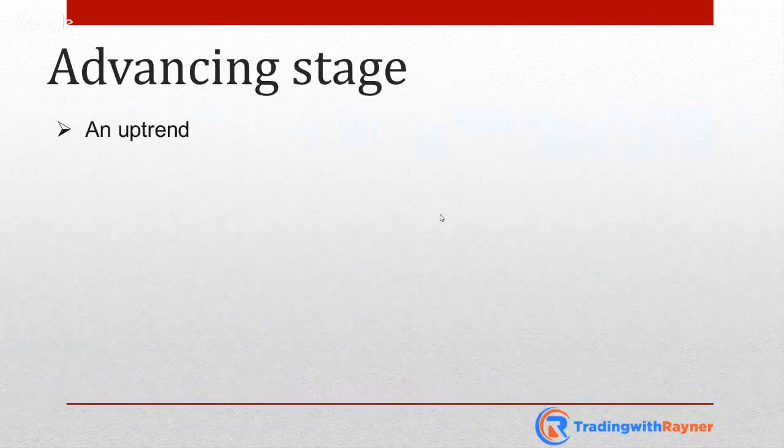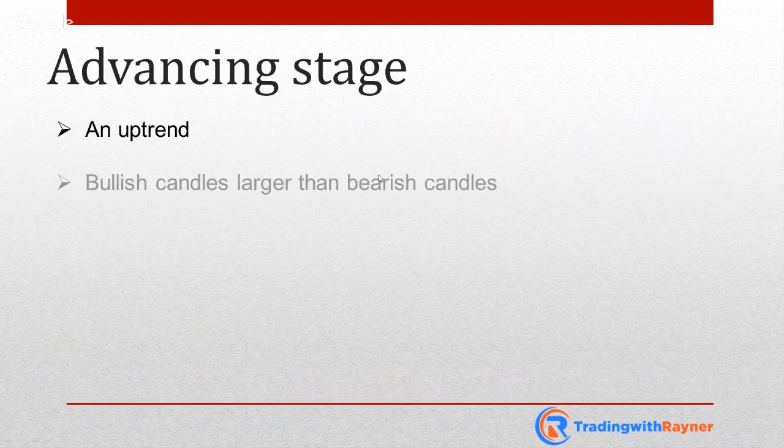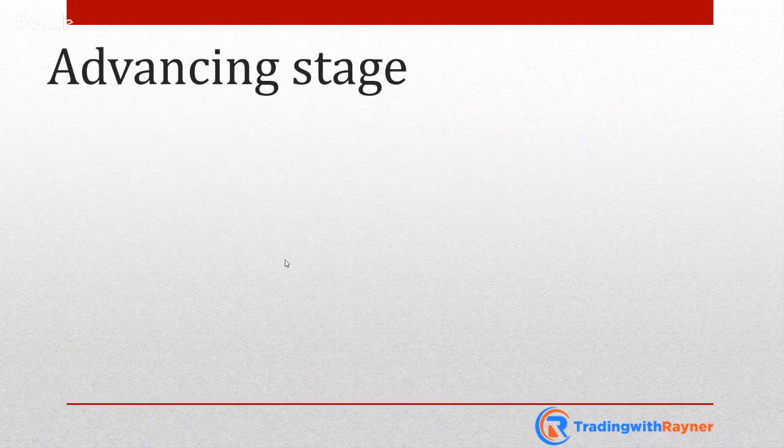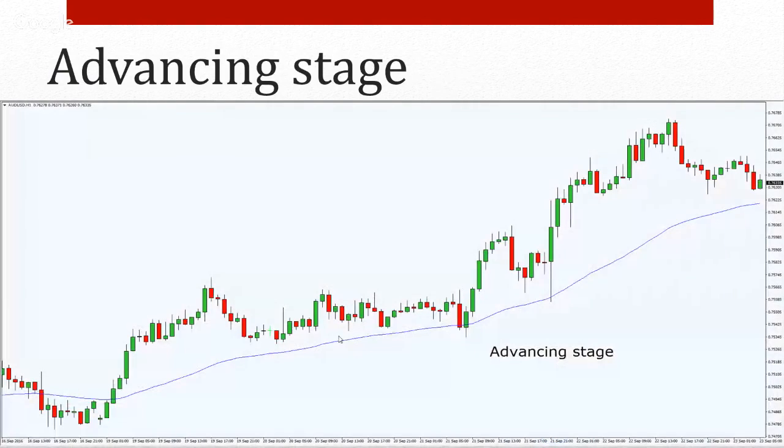All right. Next stage, advancing stage. This is just basically an uptrend. So your bullish candles are usually larger than your bearish candles. Your 50 period moving average is pointing higher. And it looks something like this, a very straightforward uptrend. Higher highs, higher lows.